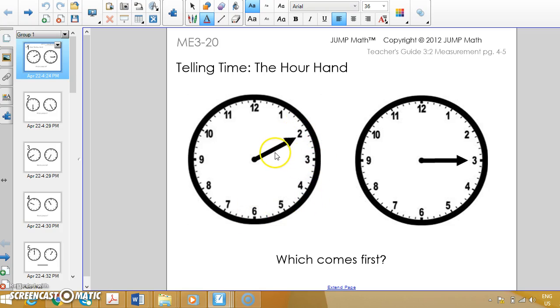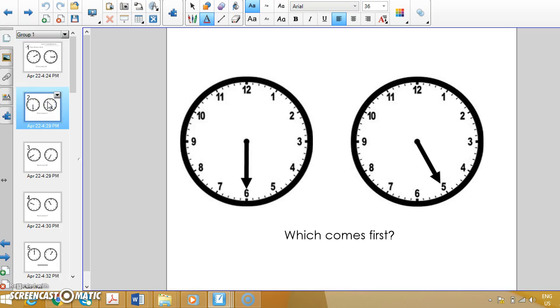And so this one would say, which one comes first? Would 2 o'clock come first, because the short hand is pointing to the 2? Or would 3 o'clock come first? What do you think? Did you say 2 o'clock comes first? Then you had it. All right, let's look here.